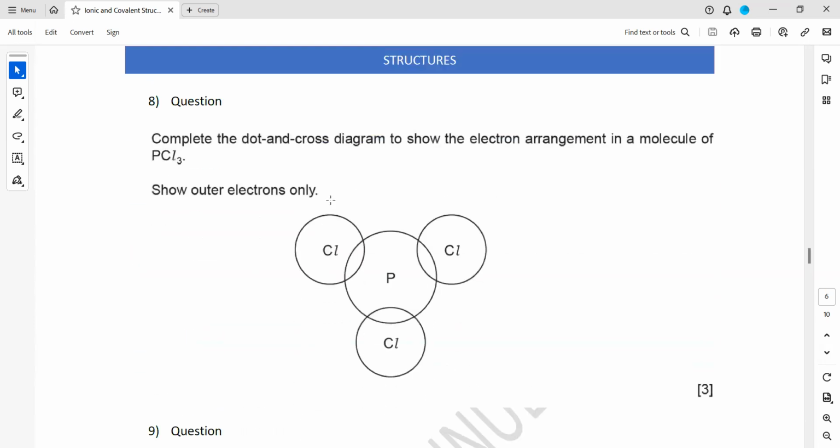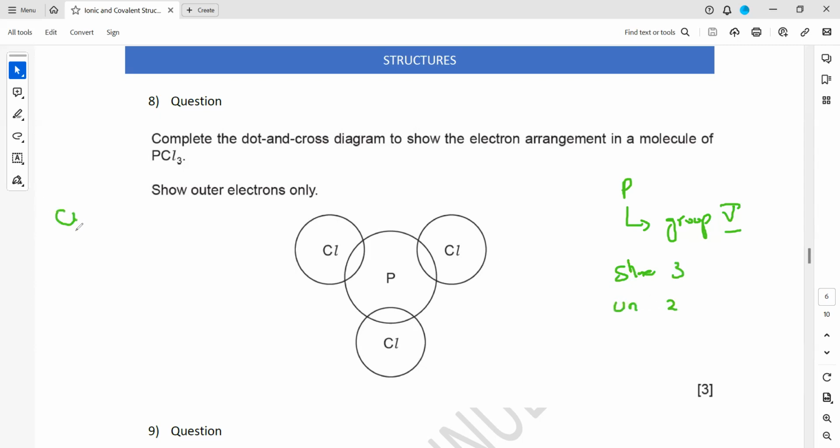Next, complete the dot and cross diagram to show the electron arrangement in a molecule of PCl3. The best thing is to check the group number. Phosphorus belongs to group 5. As it belongs to group 5, how many electrons should it share? Group 5 shares 3. Okay. So group 5 shares 3 and unshared will be 2.